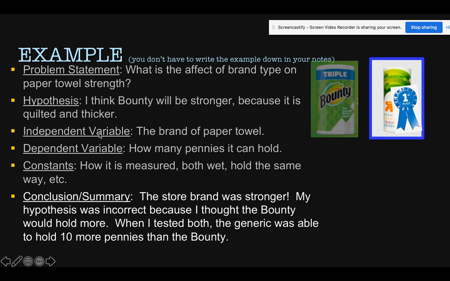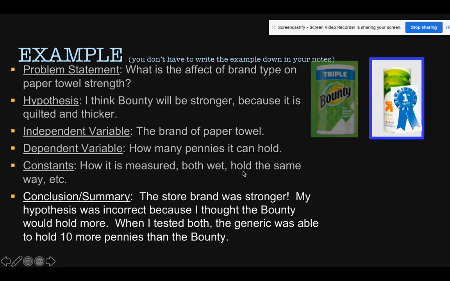So the independent variable, what I changed between these 2 tests, the only thing that I changed was the different type of paper towel, the brand. The dependent variable, which is what I measured, was how many pennies it could hold. So I counted one by one until it broke. And then the constants, I had to have the same amount of water I sprayed. I can't remember how many sprays I did on each one, but I measured it the same way. I put the pennies on the same way. I made sure it was the same size of Tupperware container and the same size of paper towel. Everything else except for the brand. The brand was the only thing that was different between the 2 tests that I did.